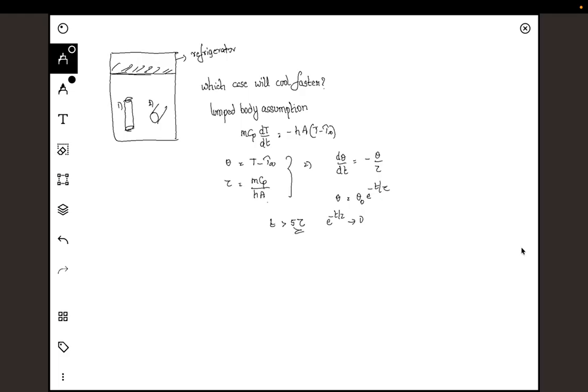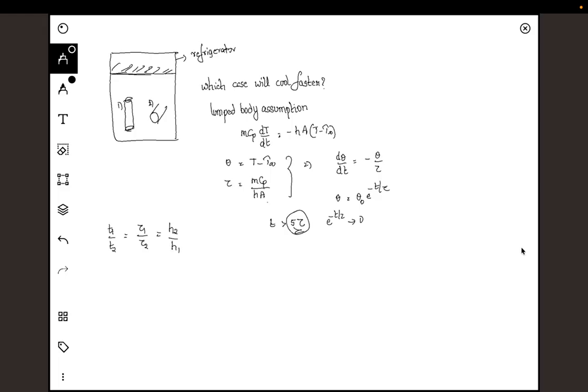So the time taken to cool is proportional to tau. All I have to do is compute this for the two scenarios. For example, if I have to do t1 by t2, that would actually boil down to tau1 by tau2, which would come out to be, the mass of each one of them is the same. So the mass of water inside the bottle is the same, as both bottles have the same volume. So this would come down to H2 by H1.